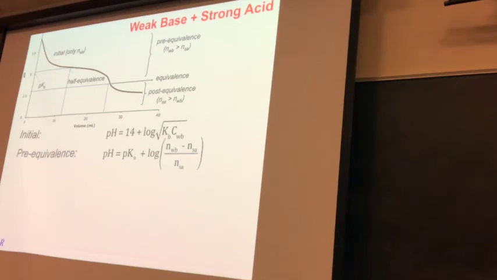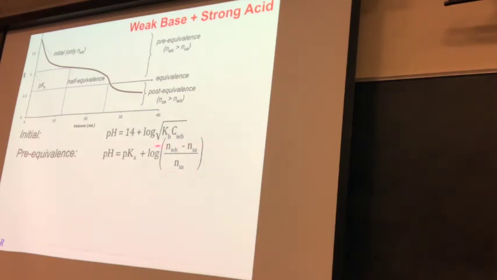The pre-equivalence looks very similar to the pre-equivalence weak acid strong base. We're using essentially here a Henderson-Hasselbalch, so pH equals pKa plus log leftover moles of base divided by moles of strong acid. Now, if you're given Kb, you have to turn that into pKa. So Kw divided by Kb would give you Ka, and then minus log of that would give you pKa. There's a couple different ways to do it, but that's what I would do. Henderson-Hasselbalch is always base over acid.